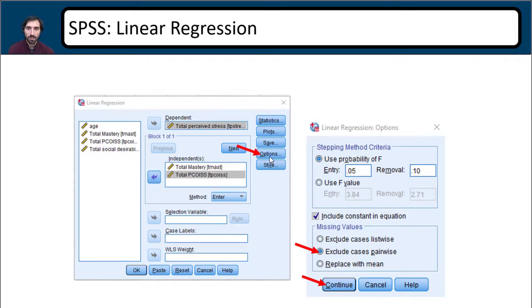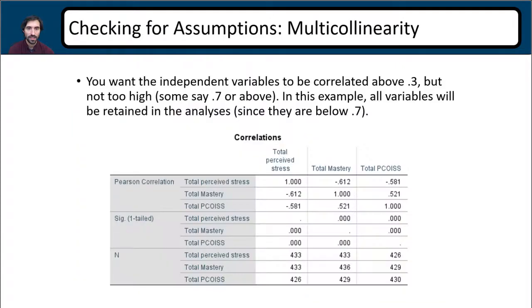All right, go to Options, and we are going to exclude cases pairwise. And we start off with our correlation. So we're looking at our correlation between our perceived stress and our total mastery and our total PCOIS.